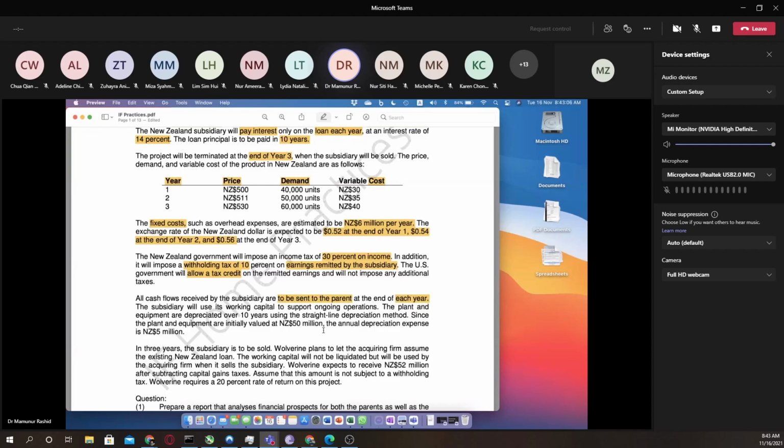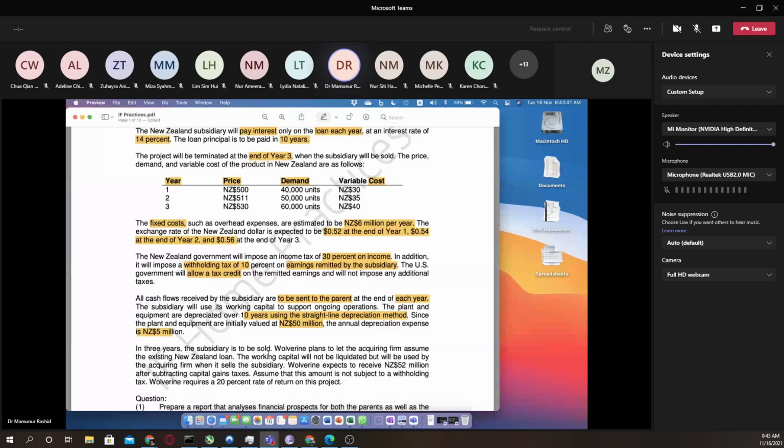The subsidiary will use its working capital to support ongoing operation. The plant and equipment are depreciated over 10 years using the straight line depreciation method. So you use plant and machineries to be depreciated for a 10 year period. Since the plant and equipment are initially valued at New Zealand $50 million, the annual depreciation expense is New Zealand $5 million. So they have already calculated all the figures for you. You just need to consider this in your calculation.